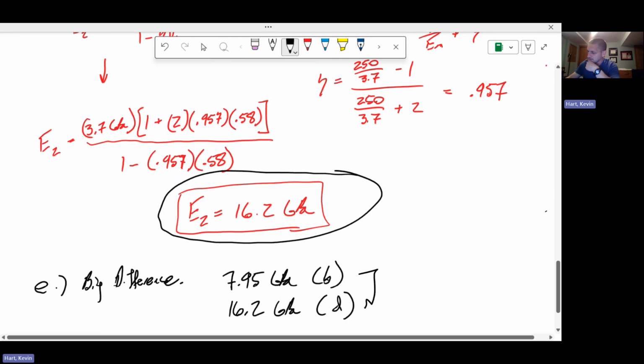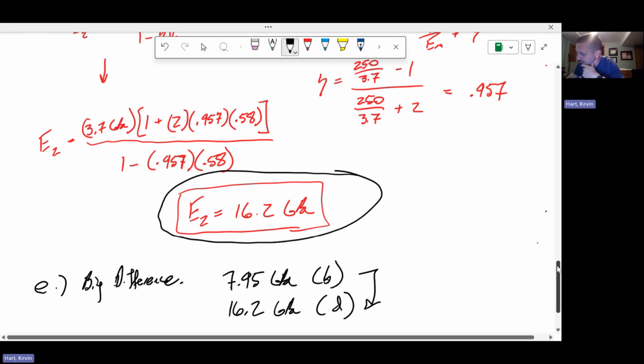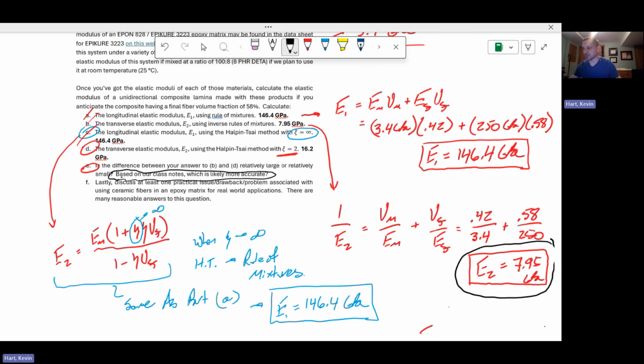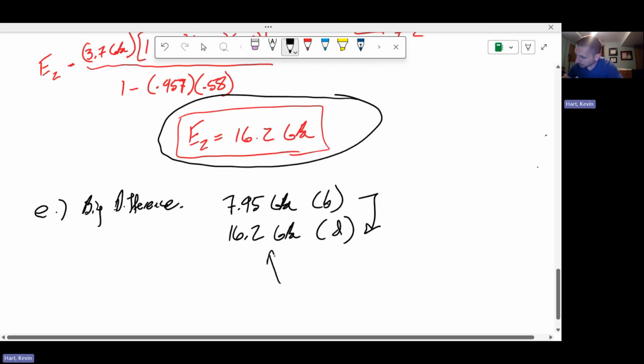I mean, the answer to D is over twice the answer to B. It's more than 2 times. So I'd say that's a pretty big difference. So let's look at the rest of the question. Based on our class notes, which is likely more accurate? Well, the calculations with Halpin-Tsai are more accurate. So this is going to be more accurate.